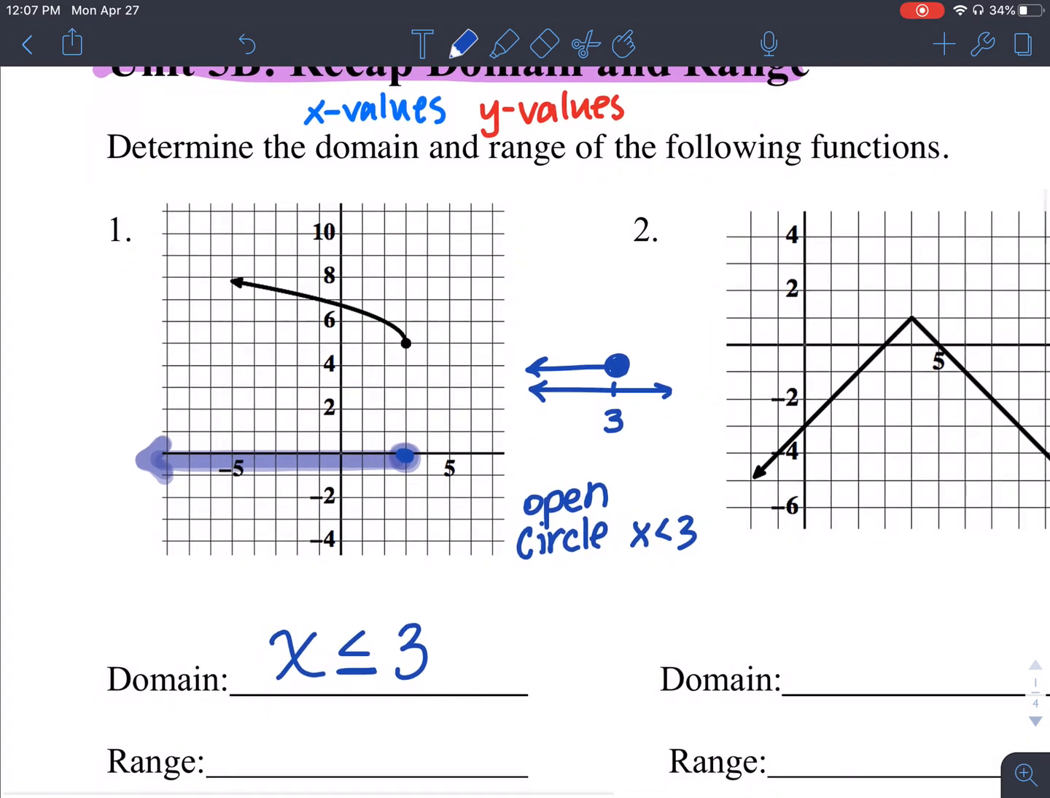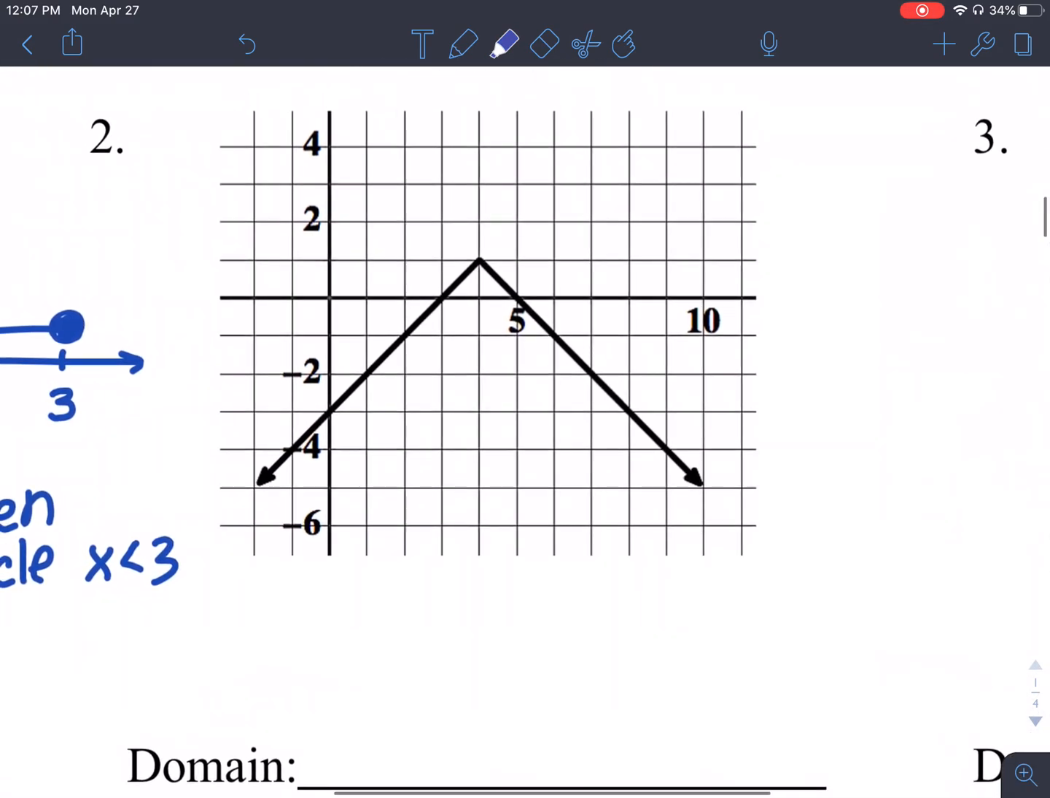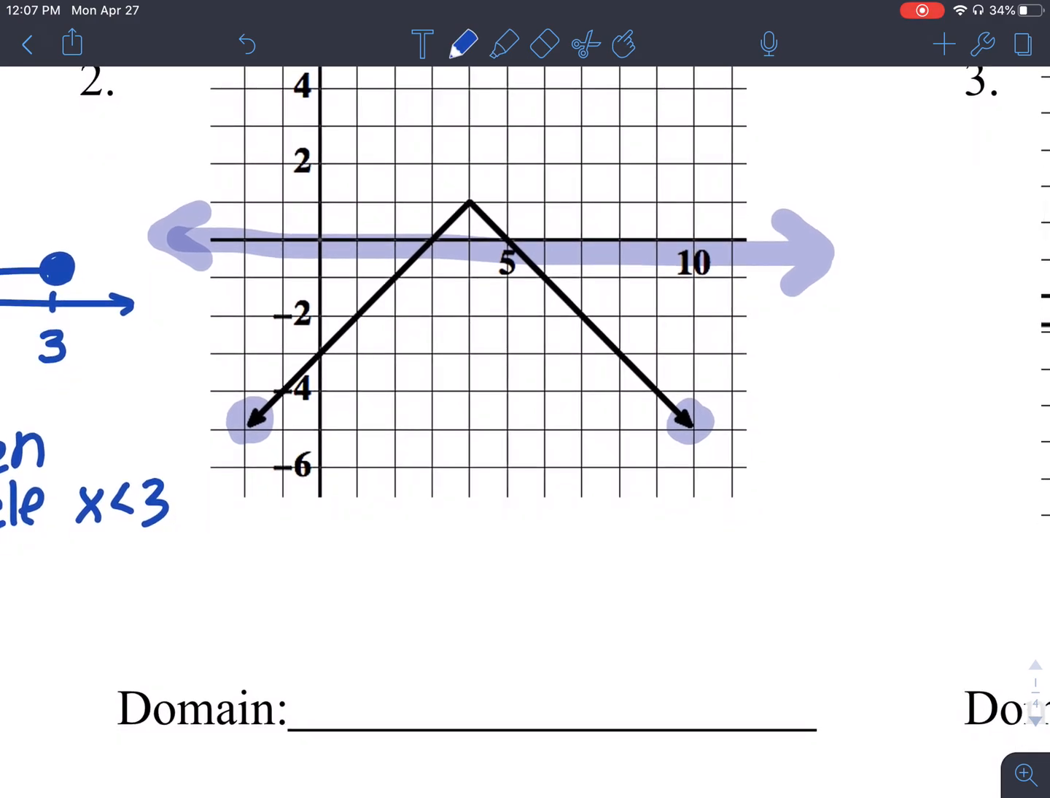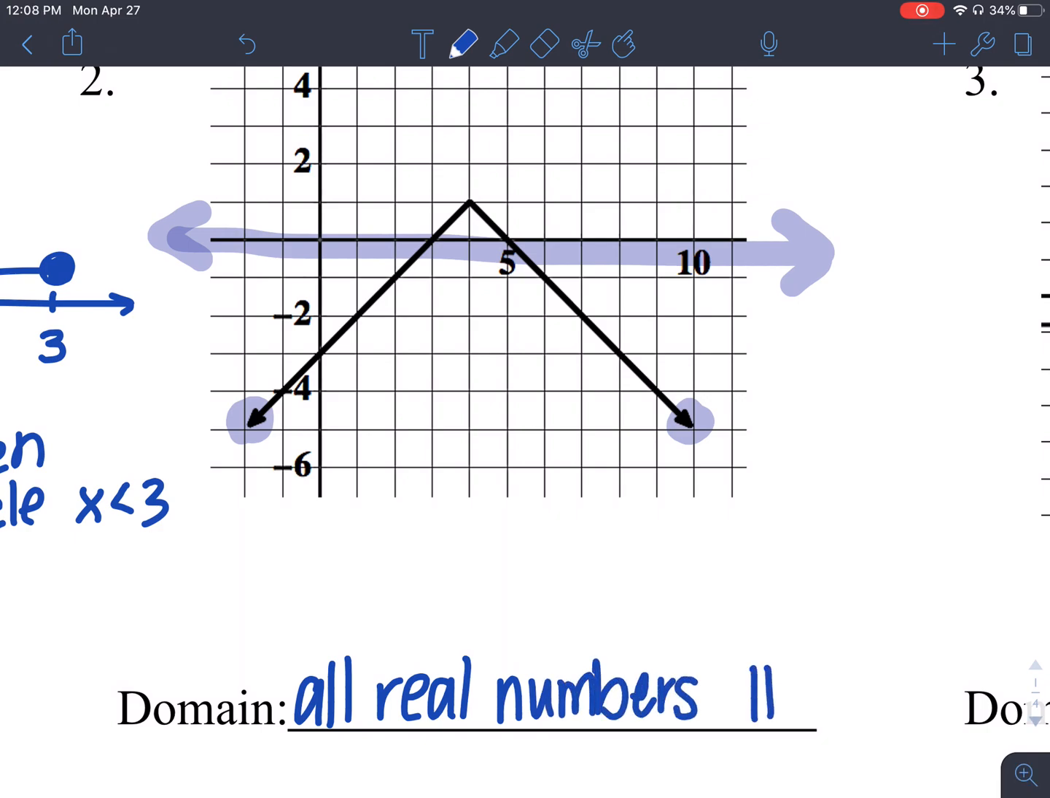I'm actually going to do all the domains first and then come back to the ranges. So my domain on the second problem, I'm again looking from left to right. One of the things I notice is there's that arrow again on the left, but now it's also happening on the right. That means this function goes all the way to the left and all the way to the right. When that happens, I'm shading or including every single number. So we call that all real numbers, which we can also abbreviate. You can make an uppercase R with an extra line.